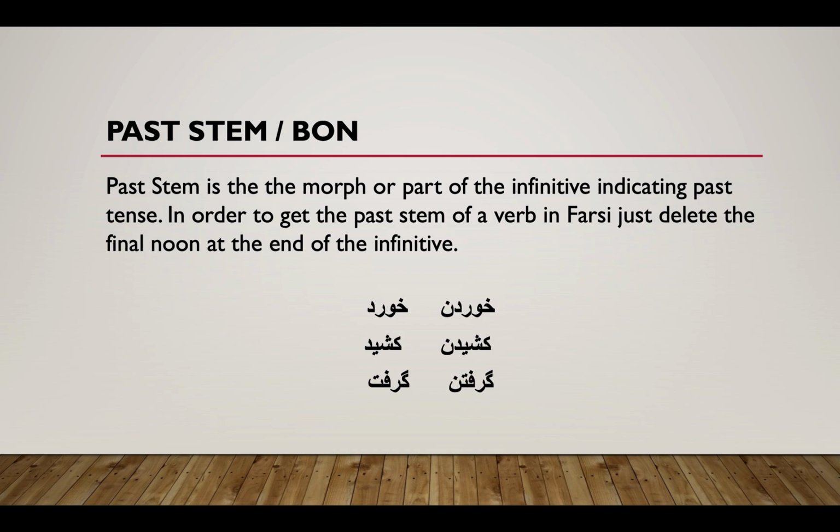How do we get the past stem? In Farsi we call it bon. Past bon or bon mazi in Farsi we call it. So past stem is the morph or the part of the infinitive that refers to the past tense. And how do we get it? We will take our infinitive, which ends in a big noon. Then in order to get the past stem, we just need to delete this big noon from the end. If I have this infinitive khordan, which means to eat, and I delete the noon from the end of the infinitive, what I have now is the past stem.